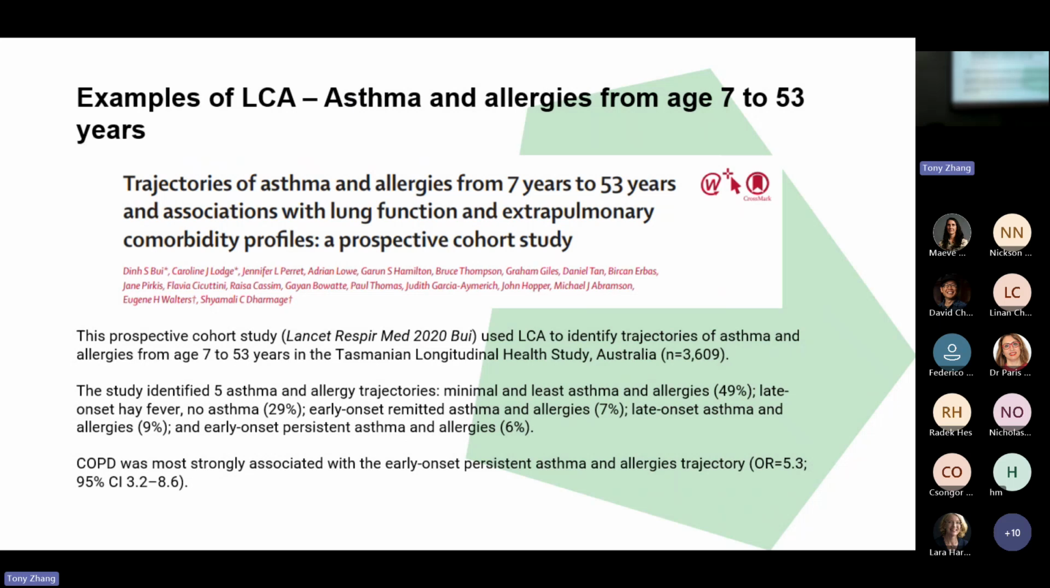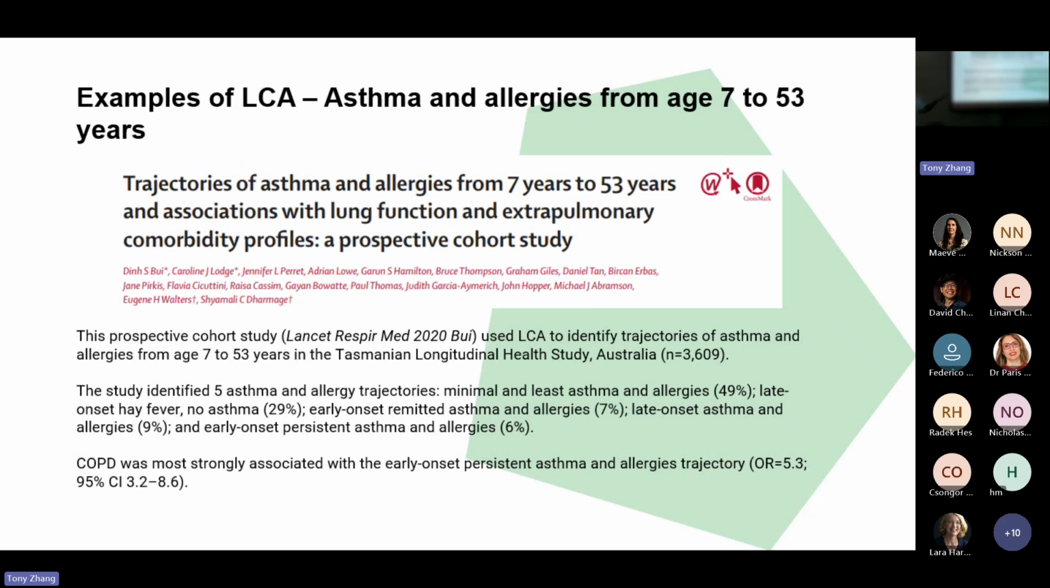This one is another study using the LCA. It's from Melbourne, Australia. It's a very good study. It's a prospective cohort study. They used the LCA to identify the trajectories or the profiles of asthma and allergy from age 7 to age 53 in the Tasmanian cohort. And they identified 5 asthma and allergy trajectories over the ages. And also, most importantly, they found that COPD, which is chronic obstructive pulmonary disease, was most strongly associated with the worst trajectory.